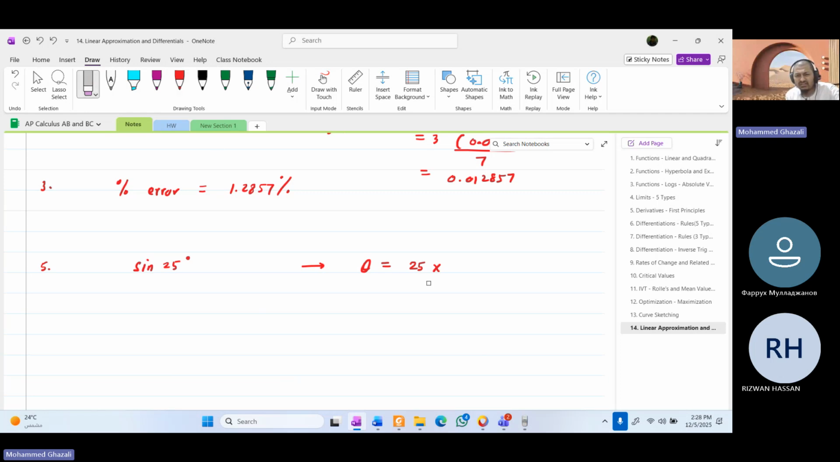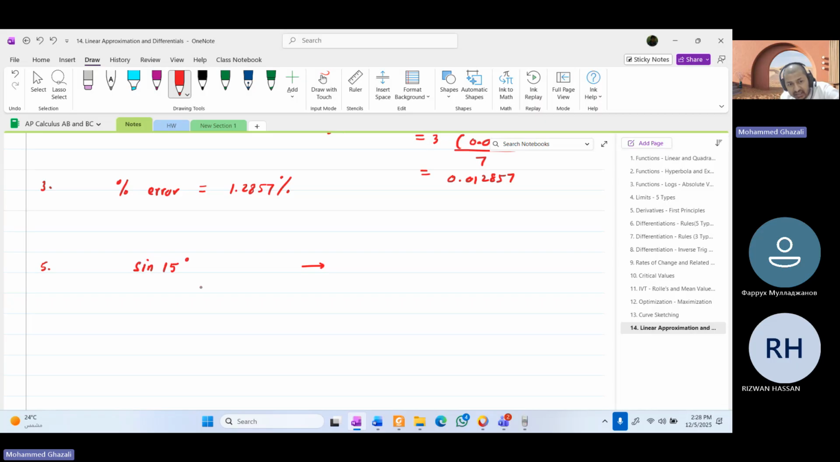Wait. Why don't we take something that we have already worked with before? Instead of taking sine 25, why don't we just take sine of 15 degrees? Because we can use the sum of angles to solve this, isn't it? 45 minus 30. Let's take sine 15 and see if we actually get an estimated answer using differentials, all right? Okay.